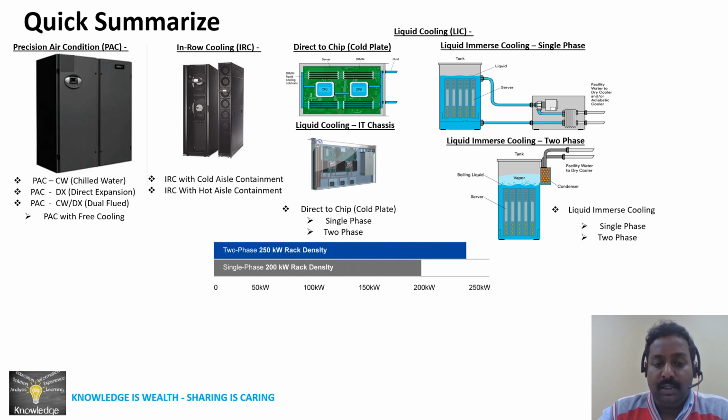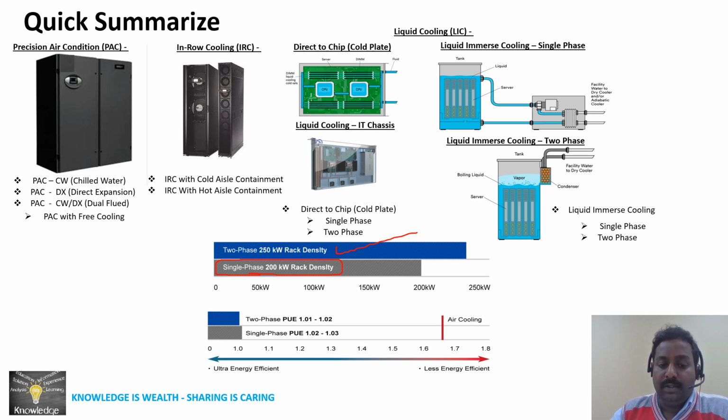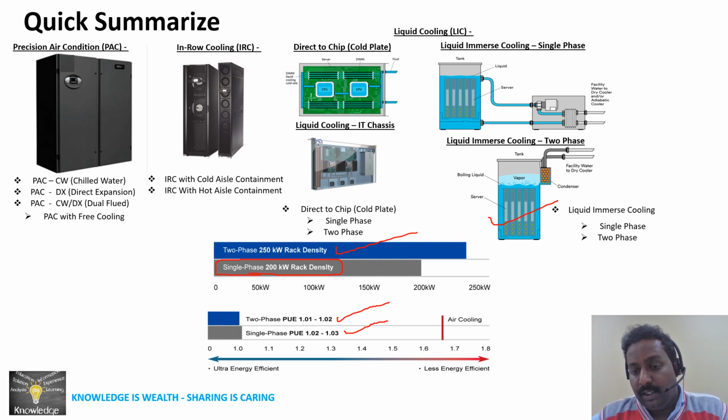In single phase and two phase systems, up to 200 kilowatts per rack density we can build, and in two phase up to 250 kilowatts per rack we can install. And PUE in single phase can be achieved at 1.02 to 1.03, and in two phase liquid immersion cooling 1.01 to 1.02 PUE can be achieved. So this is how we mitigate our energy losses and optimize our energy consumption while increasing the rack density.